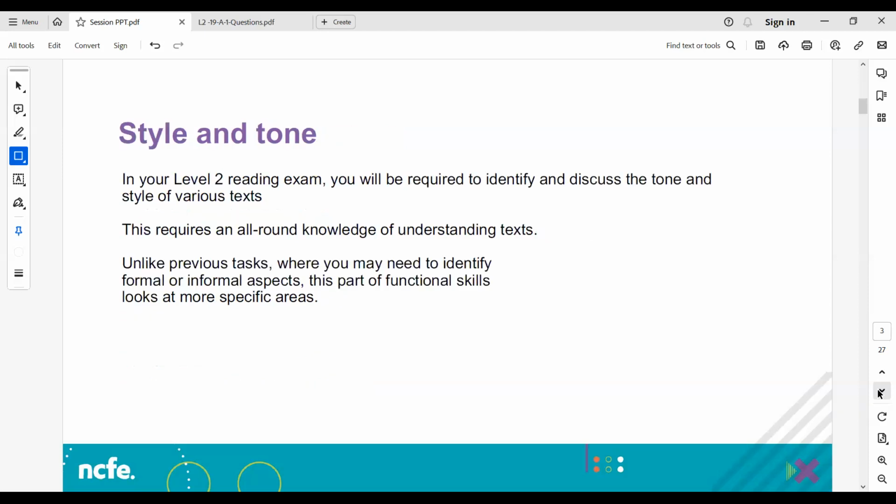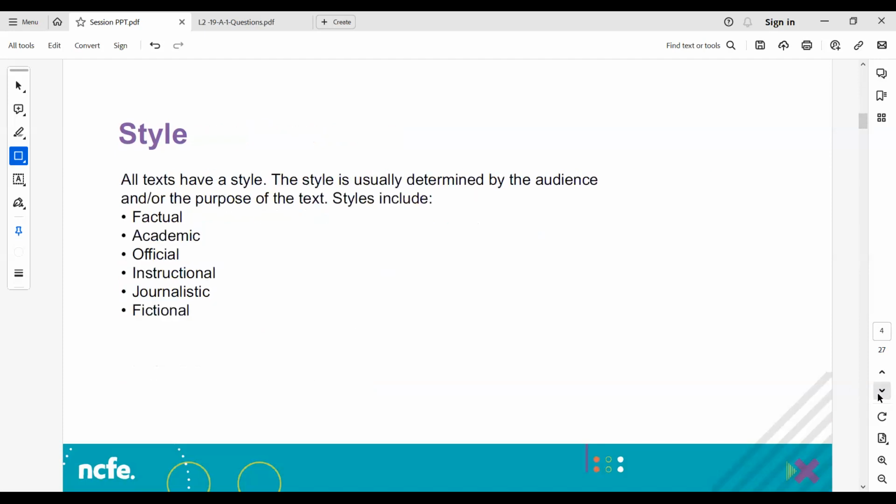So when you do your test, you will need to identify and discuss the tone and style of various texts. So you need to have an all-round knowledge of understanding those different text types. So this part of the functional skills is looking more at specific areas.